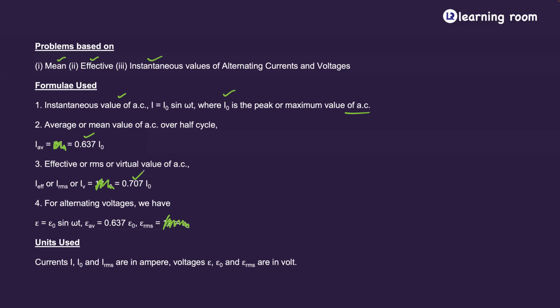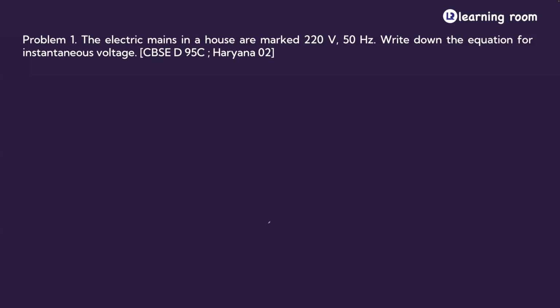Similarly, if you replace them with alternating voltages, you will have the instantaneous voltage, the average voltage, and the RMS voltage. Using those values, we will solve some problems. The first one: the electric mains in a house are marked 220 volt and 50 hertz. You would have seen these kind of problems in your 10th grade also, but there nobody would have spoken about RMS value. You would have taken it directly as DC.